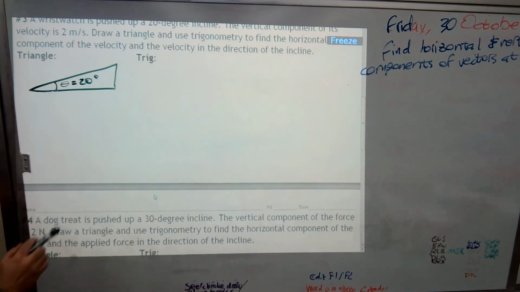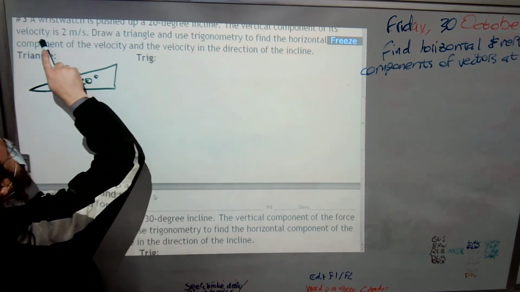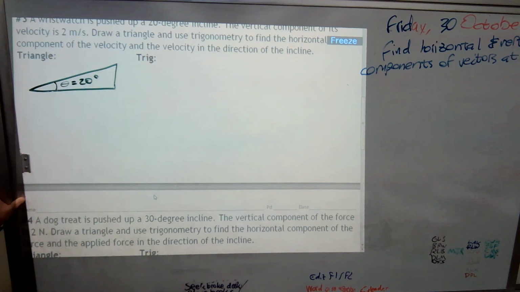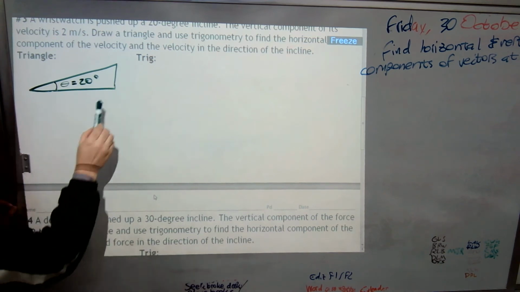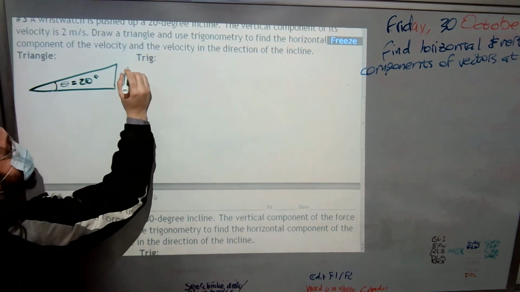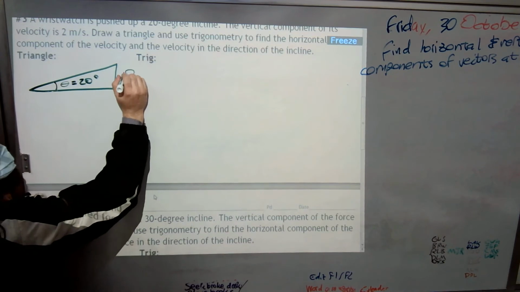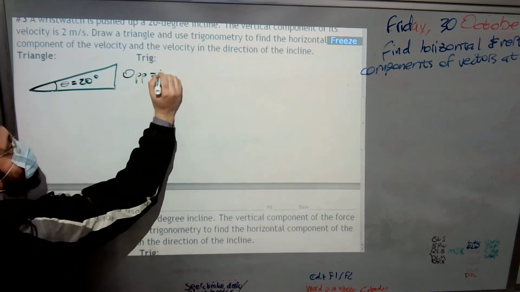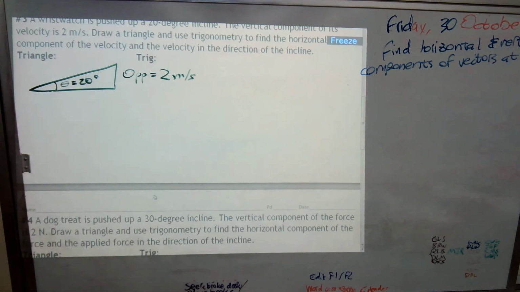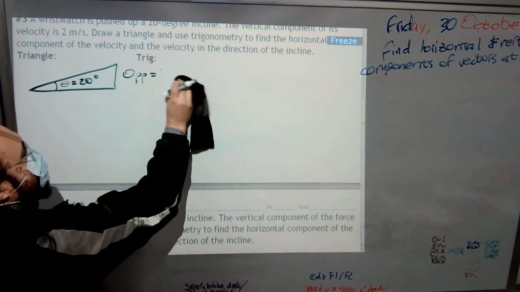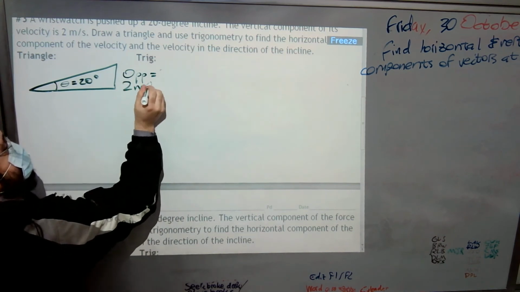All right, what else does it say? The vertical component of its velocity is 2 meters per second. All right, that's going to be this side, the vertical side, right? So I'll put my 2 meters per second over there. This is opposite the angle, so I'll go ahead and say opposite side, 2 meters per second. I'm going to write that down here. Give me more room. There.